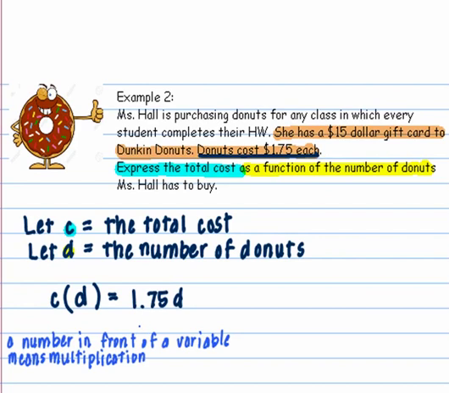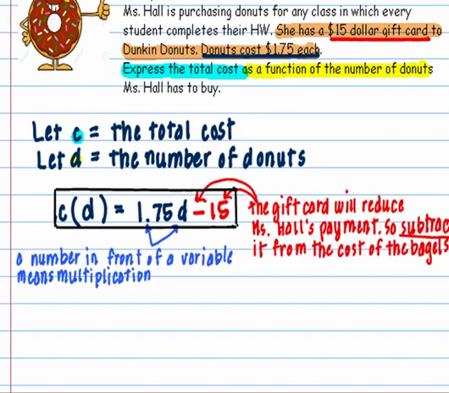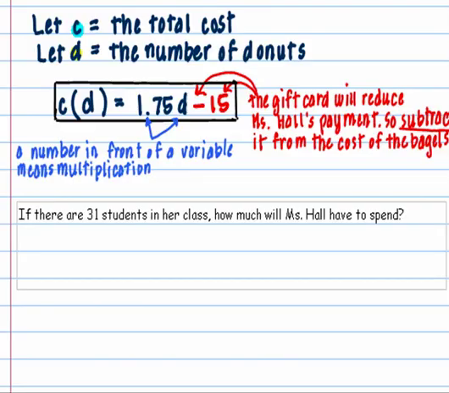1.75D means $1.75 times every donut she buys. Again, remember, a number in front of a variable means multiplication. Now, we need to reduce her cost by taking off that $15 gift card that she has. So from the 1.75D, we'll subtract 15. Our final function is C of D equals 1.75D minus 15.